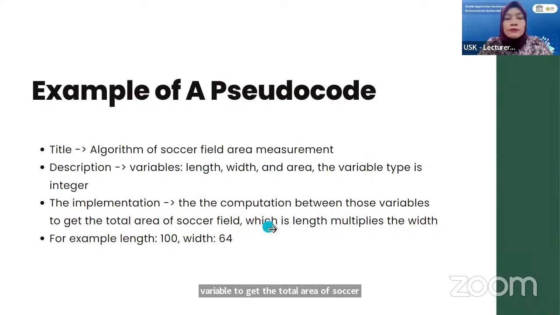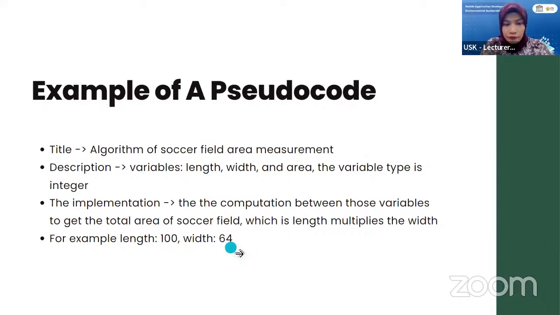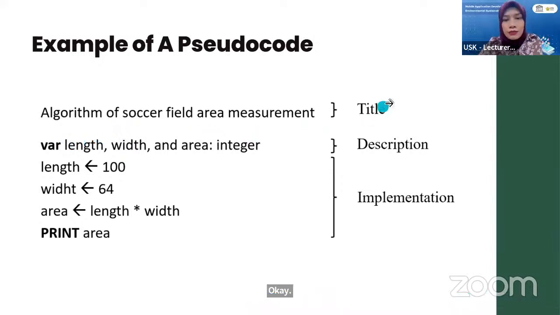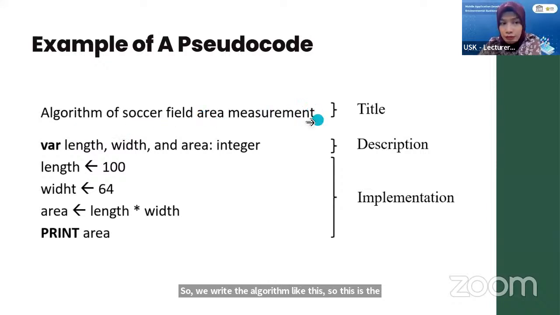Okay. So how do we calculate the field area? We multiply the width and the length. For example, we have length 100 and width 64. So we write the algorithm like this. This is the title, algorithm of soccer field area measurement.